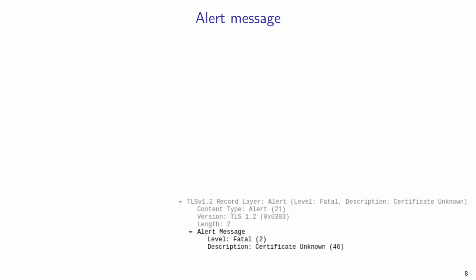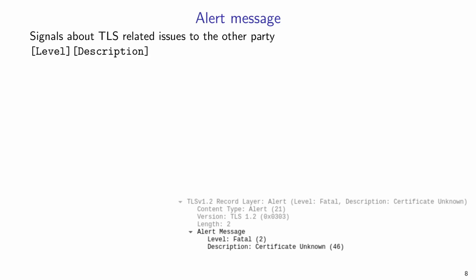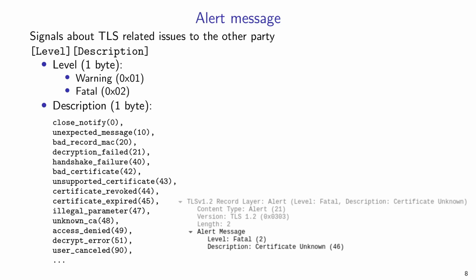Let's start with the alert message. The alert message is not a handshake message. It has a separate TLS protocol type. What it does is that it signals about TLS-related issues to the other party. It contains 2 fields, level and description. A level is encoded using 1 byte. It can be either a warning or fatal. Warning alerts are informative. Fatal alerts signal that something wrong happened and the connection has to be terminated. The description byte indicates the reason for the alert. Here you can see description codes in decimal and their description. For example, if the user closed the browser in the process of TLS handshaking, this user cancelled fatal alert would be sent to the server, and so on.